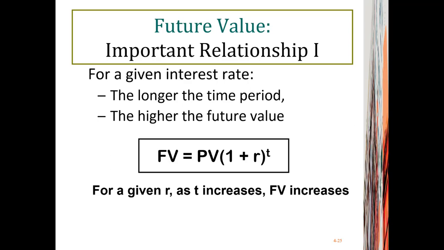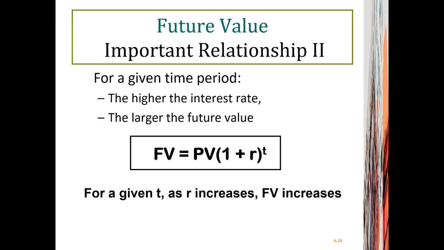Now let's take a look at two very important relations in calculation of future value. And here future value is a function of present value, the interest rate, and number of time periods. So in order to have a higher future value, you either make PV greater or interest rate greater or number of years greater. So all three factors have positive relation with future value. And more specifically, the longer the time period, the higher the future value. So the longer the years that you save for your retirement plan, the more money that you will receive in the future.